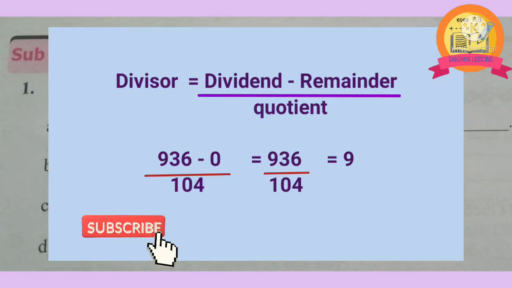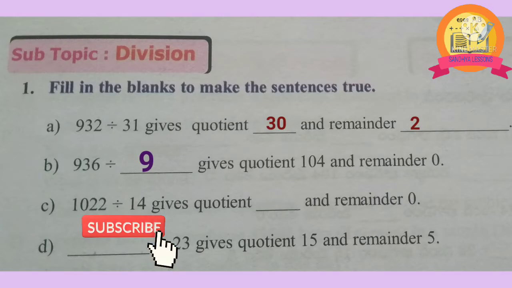In the second one, we shall find out the divisor. In a division, divisor is equal to dividend minus remainder divided by quotient. That is 936 minus 0 divided by 104. After dividing 936 with 104, we get 9.